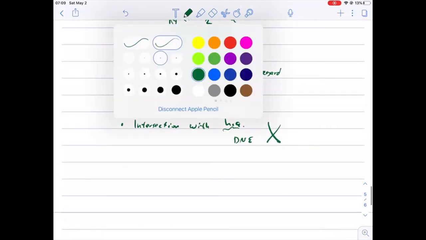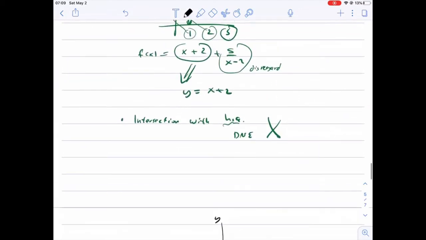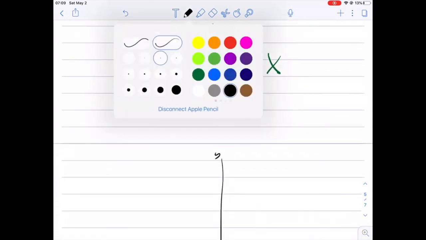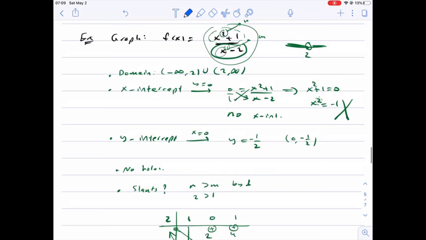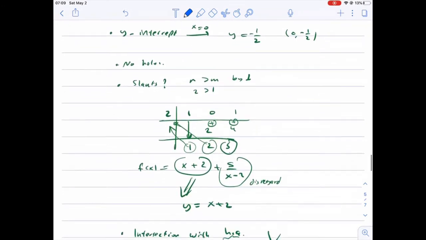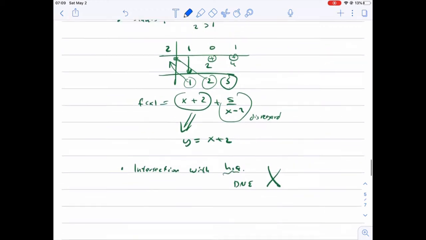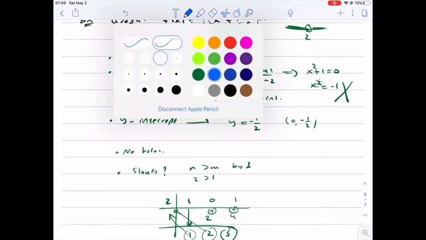Now we graph this function. We start with the slant. The slant is x plus 2. So we graph it here, x plus 2, that means when x is 0, it's 2, and at negative 2 is 0. So we have a slant which is an asymptote. Now we have a vertical asymptote here. I think we need to find the asymptote, so I skipped this.